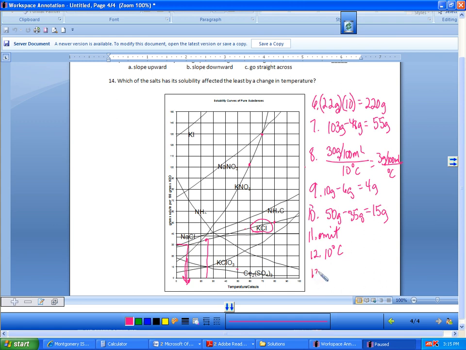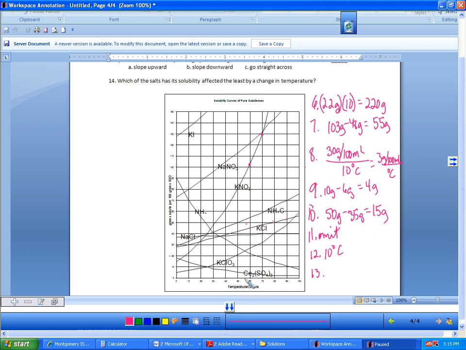All right, number 13 says, are the following solutions saturated, unsaturated, or supersaturated? Okay, my kids had some trouble with this until they understood some things about reading a graph. All these points that were plotted to make that line are all saturated solutions. So if it appears on the line, then it's saturated. If it's above the line, it's supersaturated. If it's below it, it's unsaturated. So let's take a look at what they're talking about.